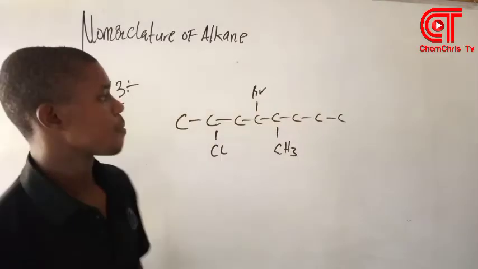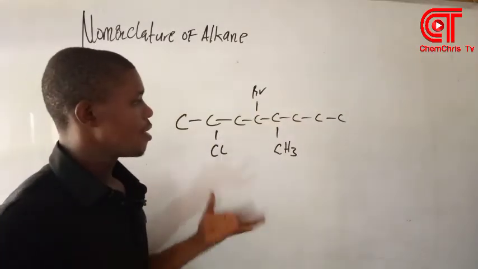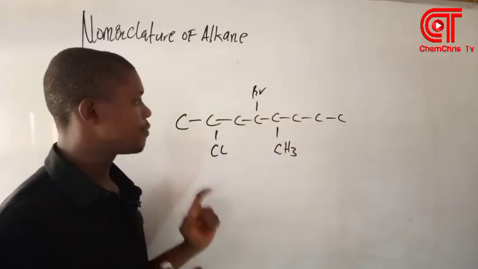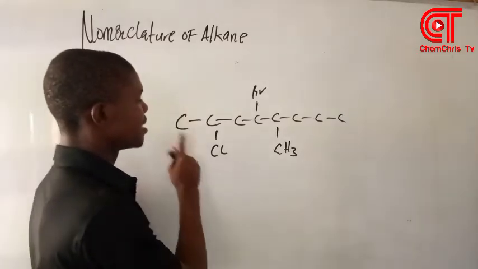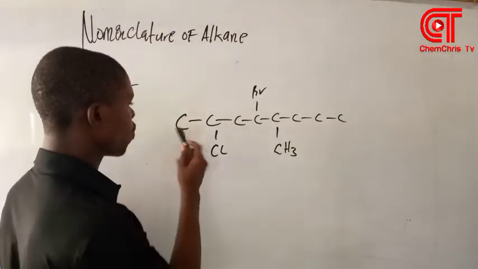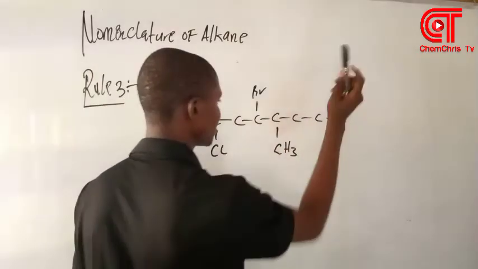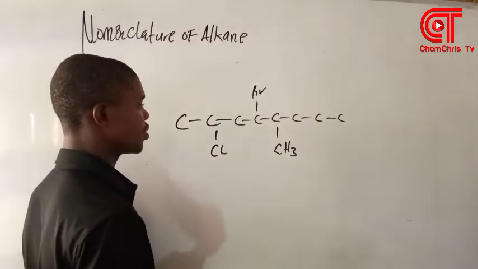Now look at this example. So what is the first rule? The first rule says take the longest continuous carbon chain. Of course, 1, 2, 3, 4, 5, 6, 7, 8. 8 is my parent chain, right?